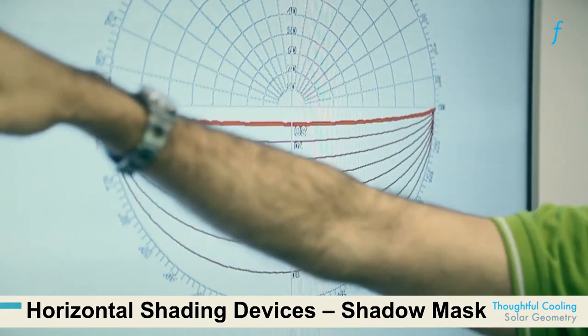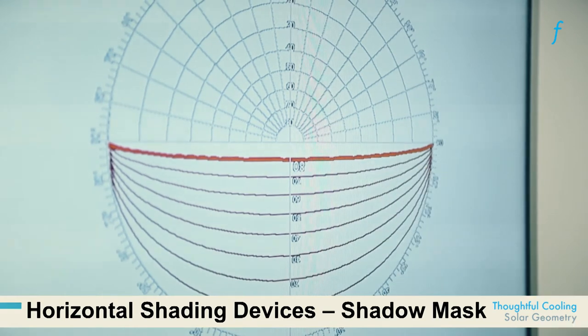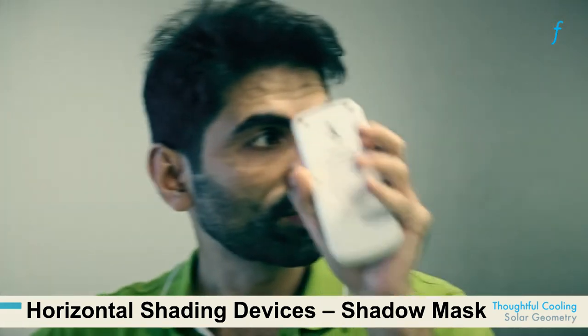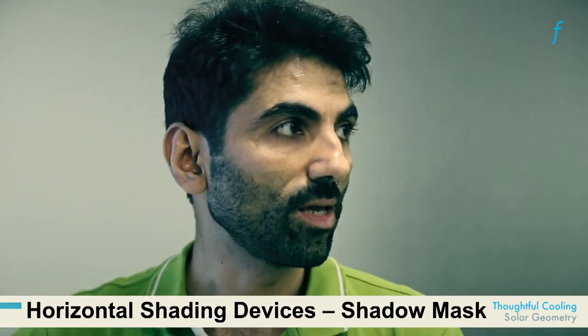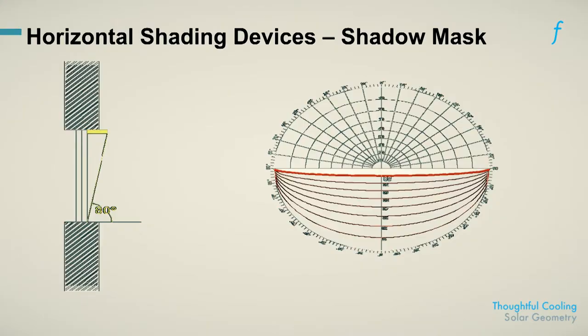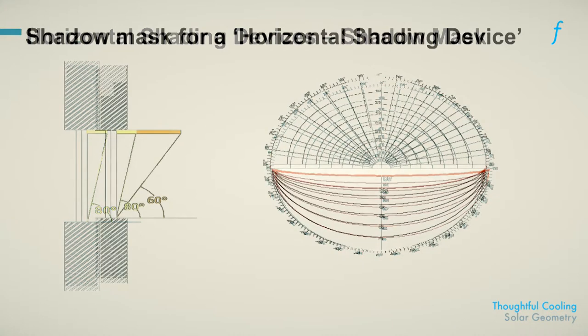I could extend this infinitely and the sun would never affect me, because even when the sun is at the horizon, I will not see any solar radiation in my building. So let's see what that would look like.